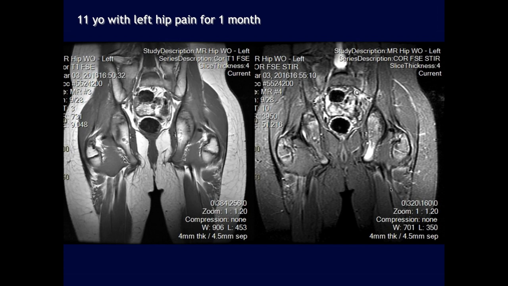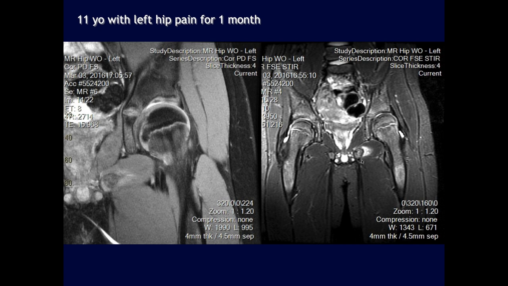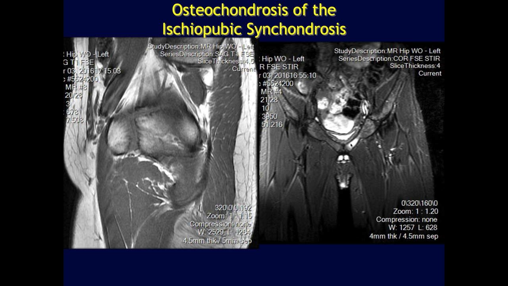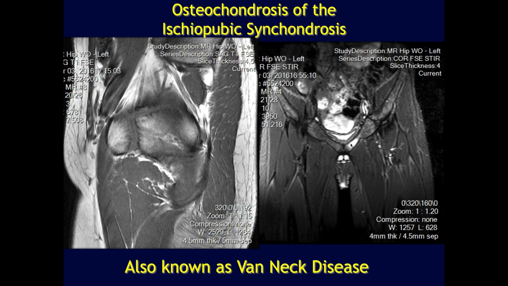An 11-year-old with left hip pain for 1 month. Okay, so similar, we see quite a bit of increased STIR signal within that ischium and inferior pubic ramus, and there's actually some soft tissue edema around it as well. On that one, we don't see any muscular edema. It's osteochondrosis.